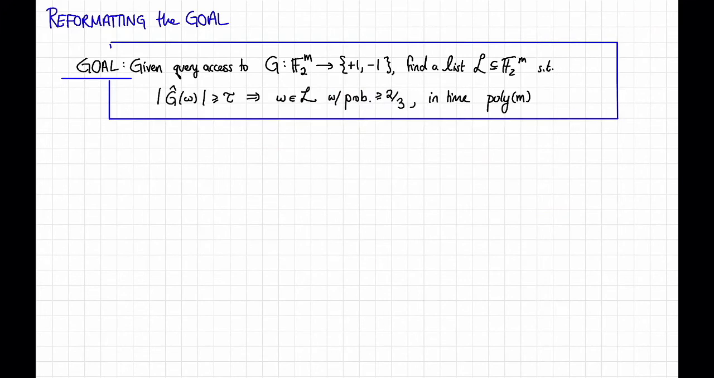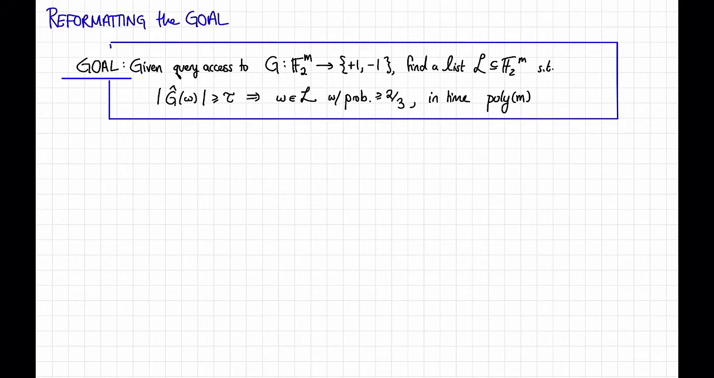All right, here's the clean version of the goal. Given query access to our function g from F2 to the m to plus minus 1, find a list curly L, subset of F2 to the m, so that for all omega such that g hat of omega is larger than tau in absolute value, omega ends up in the list with probability at least 2/3, and moreover we want to find this list in time polynomial in M. In particular, the size of the list cannot be any more than polynomial in M.